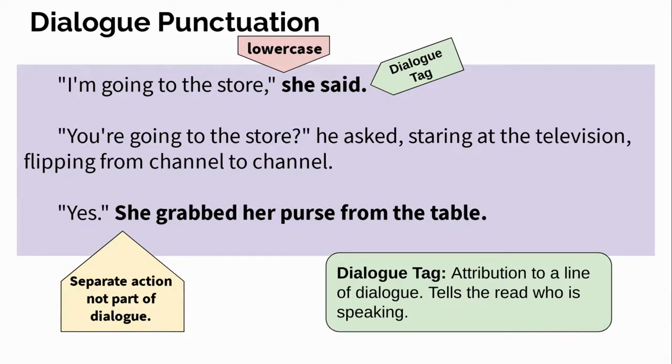So this breaks down the dialogue punctuation a little bit more. Again, notice that the "she" is lowercase. The one below where the "She" is uppercase, it's separate from the action. It's not part of the dialogue. "She grabbed her purse" is not a dialogue tag. Okay, it's not there to tell us who spoke. It's just to show action.